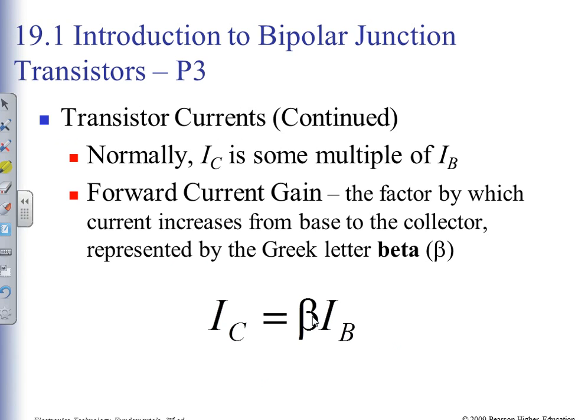Now, we have a forward current gain, and we use the Greek letter beta. If I know the current going through the base, and I multiply it by beta, I have the current through the collector. Beta is given to us by the manufacturer in the technical data for the transistor. Knowing it, I can always calculate the current going through the collector. Beta is going to be a number from 75 to 150, and it's the current gain of the transistor.